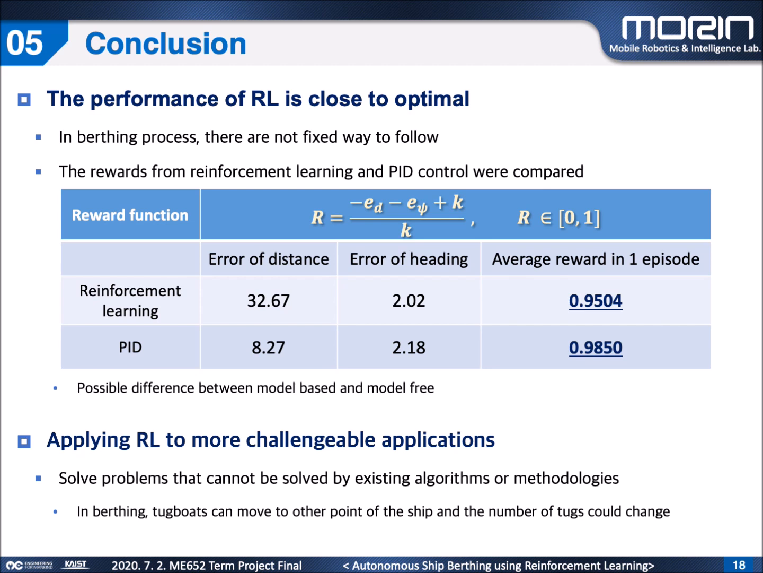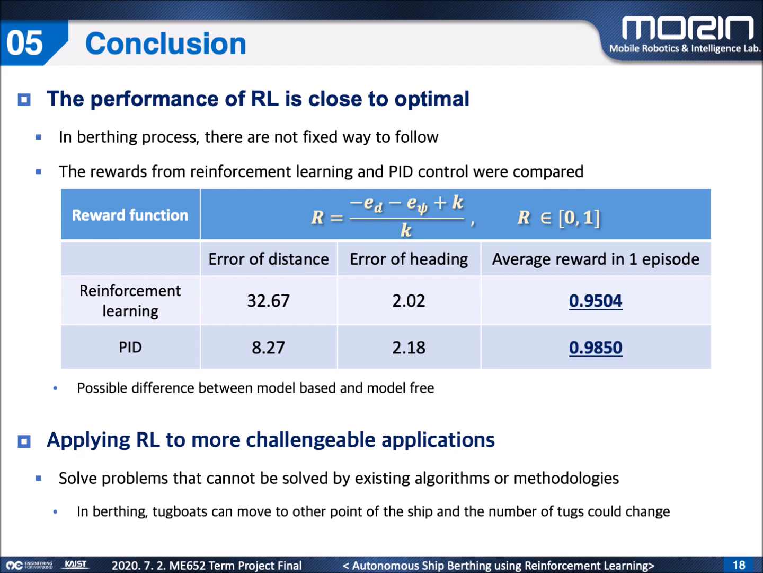This is the conclusion. In the berthing process, there is no fixed evaluation metric, so we compare the reward value between RL and PID control. The average reward value was not greater than the PID, but the error was not large. We interpret that this result could be affected by whether model dynamics are considered or not, because PID is model-based and RL is model-free. So the performance of RL in this project is close to optimal.